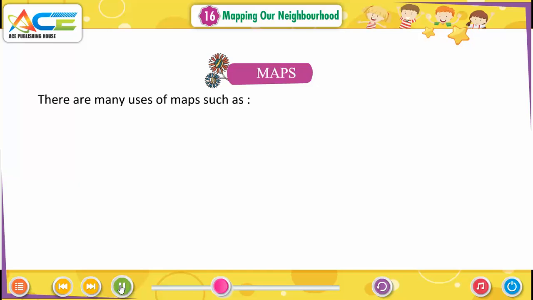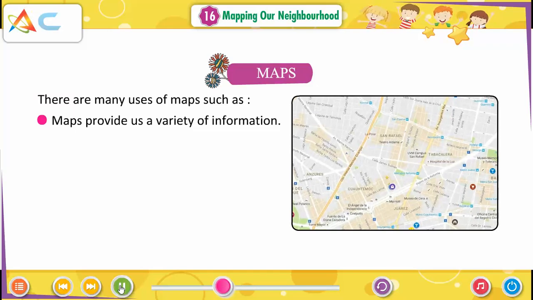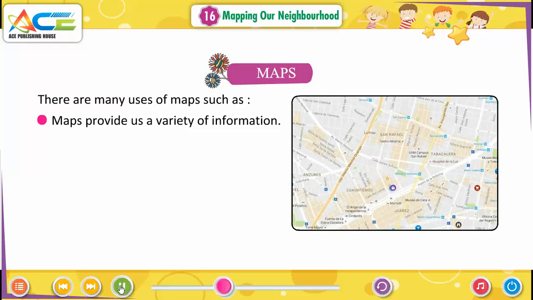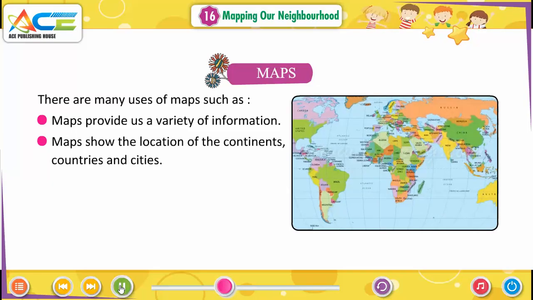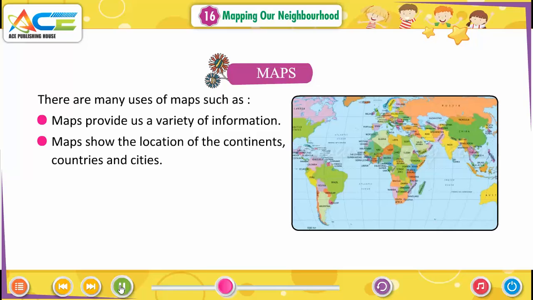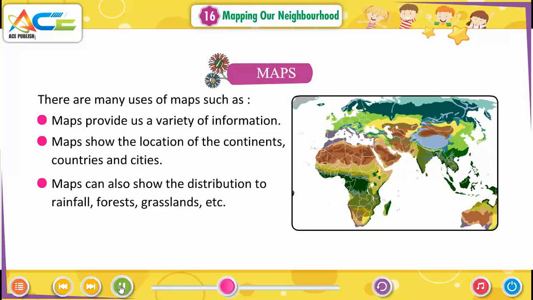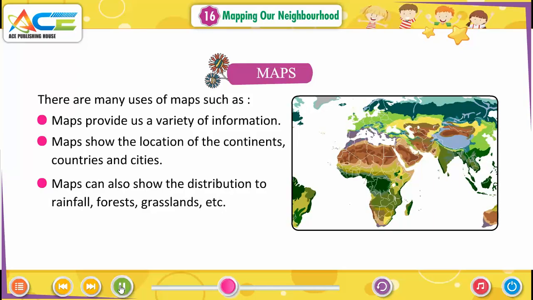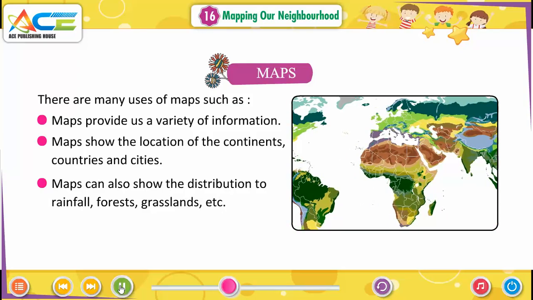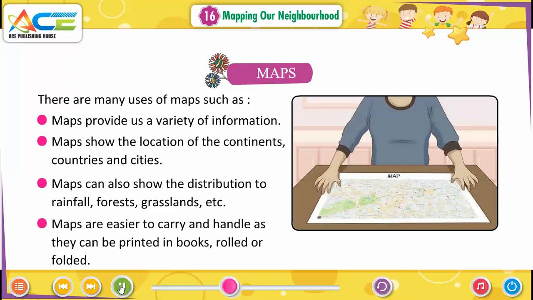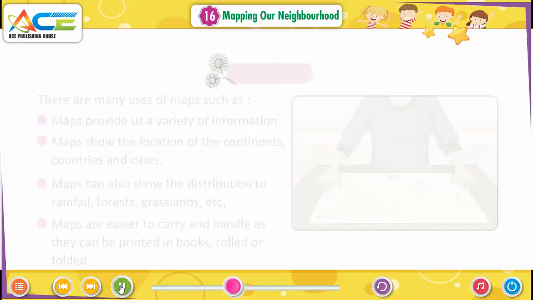There are many uses of maps. Maps provide us a variety of information. Maps show the location of the continents, countries, and cities. Maps can also show the distribution of rainfall, forests, grasslands, etc. Maps are easier to carry and handle as they can be printed in books, rolled or folded.